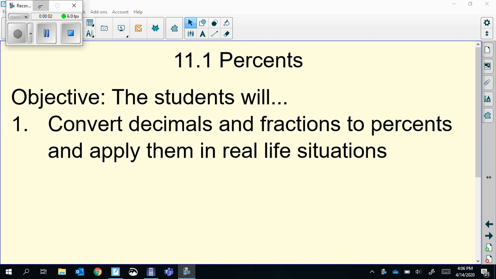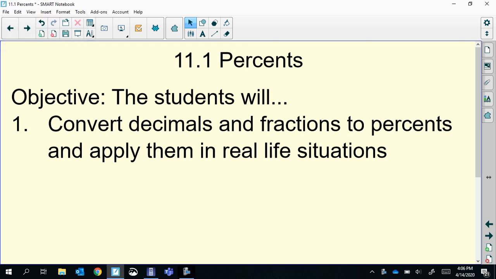Hey guys, this lesson we're looking at percents. Should be pretty easy. We're going to convert decimals and fractions to percents, and then most importantly, we're going to get them into real life situations.